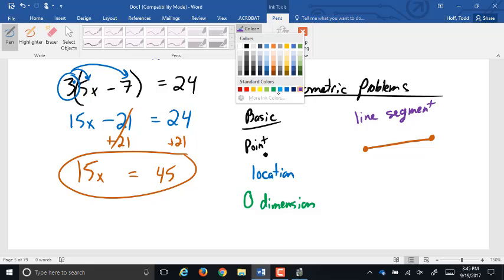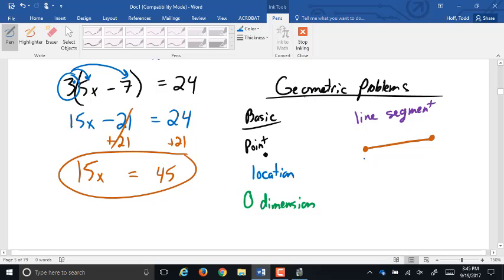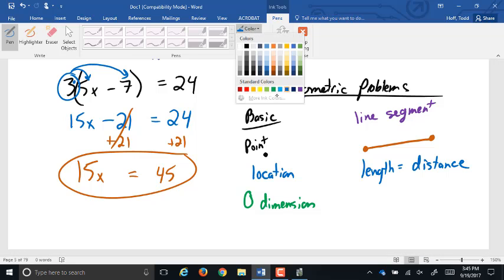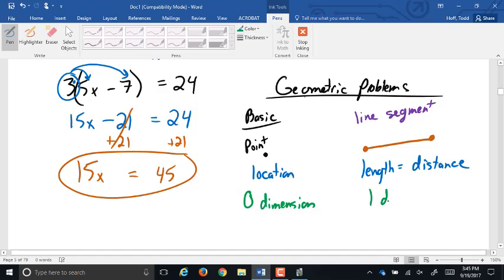The length of that line segment is equal to the distance that that point moved. And this, by the way, would now have 1 dimension because the point was moved in a single direction. It can be measured in a single direction. It now has a length.